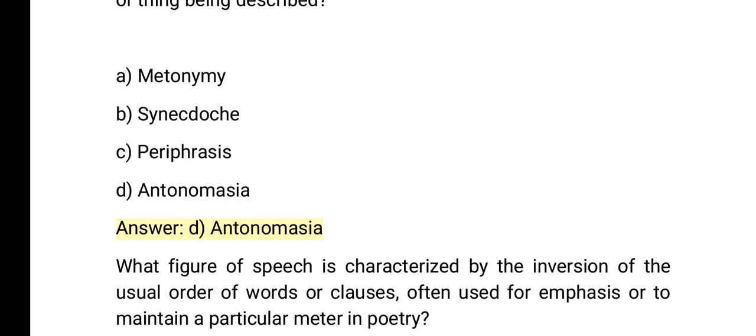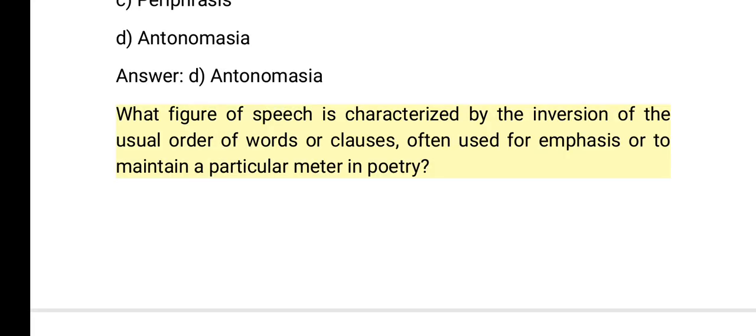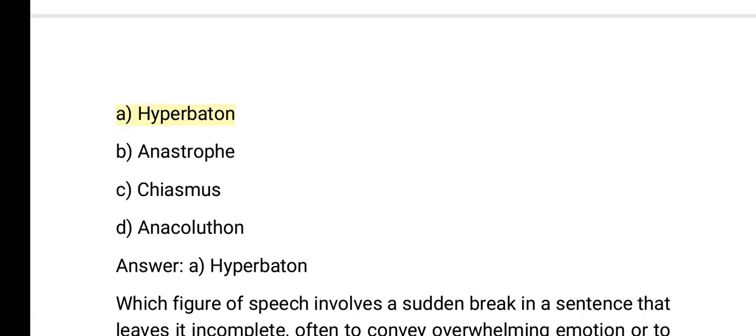Antonomasia. What figure of speech is characterized by the inversion of the usual order of words or clauses, often used for emphasis or to maintain a particular meter in poetry? A. Hyperbaton. B. Anastrophe. C. Chiasmus. D. Anacoluthon. Answer: A. Hyperbaton.